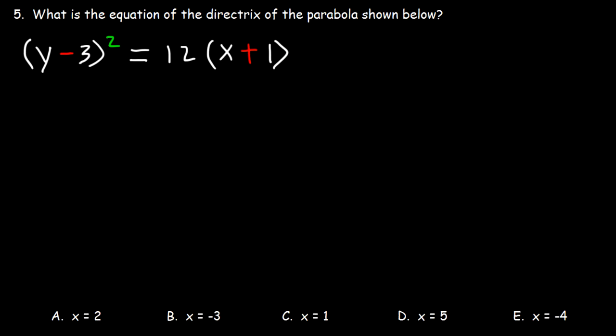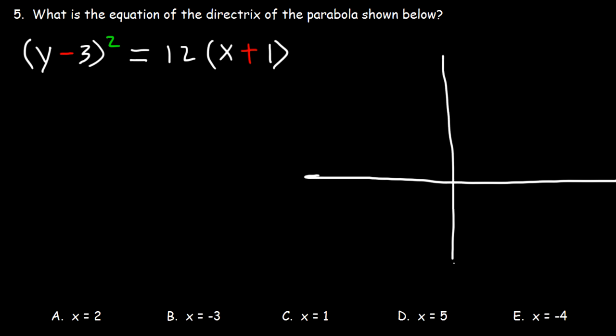Number 5. What is the equation of the directrix of the parabola shown below? So let's draw a graph so we can see everything. So first we need to find the vertex, which is -1, +3. And let's go ahead and plot the vertex of the parabola. So we need to travel 1 unit to the left and up 3 units. So here it is.